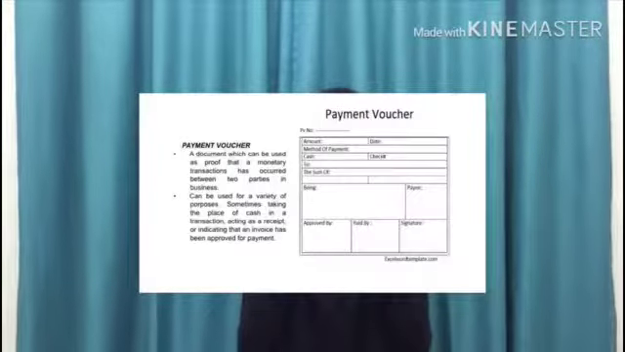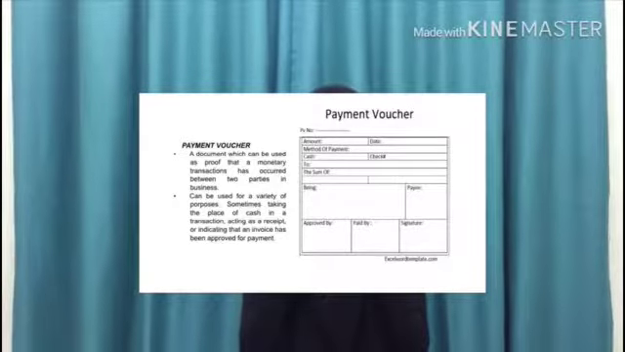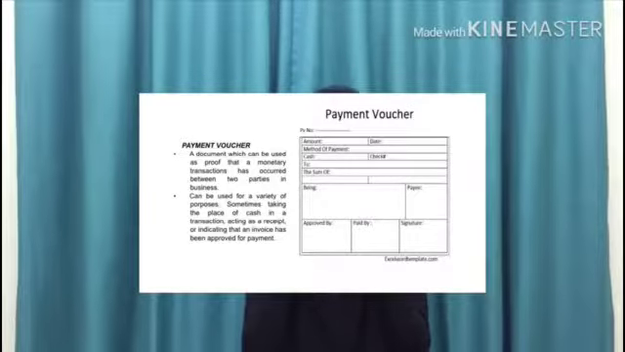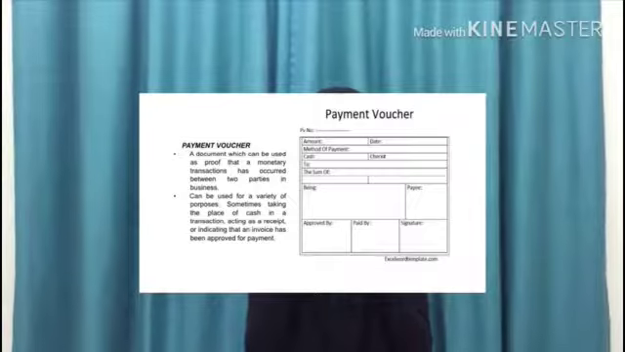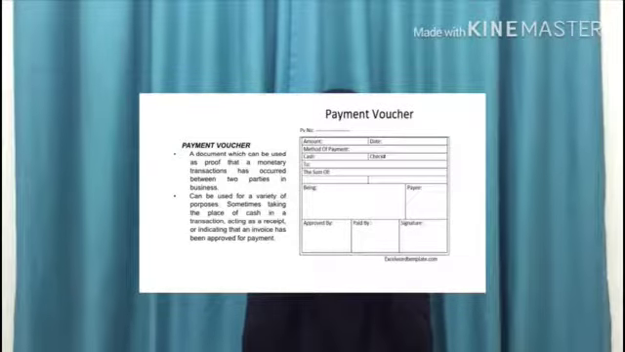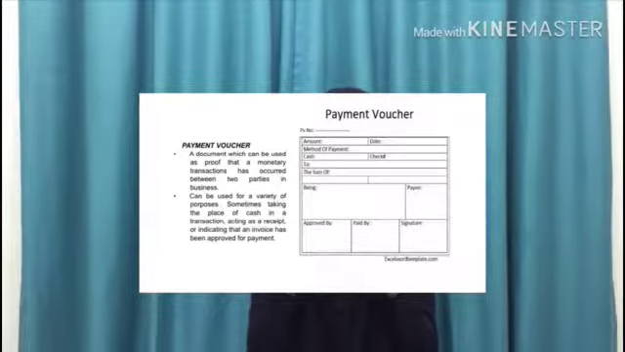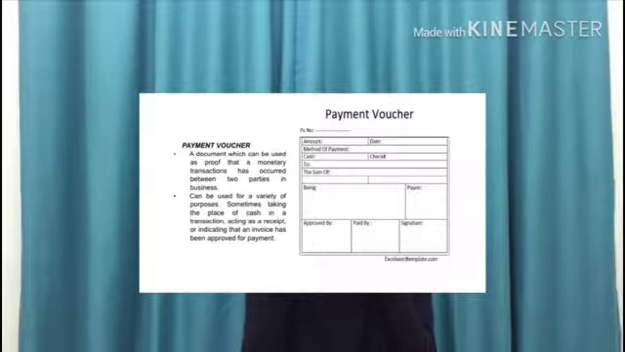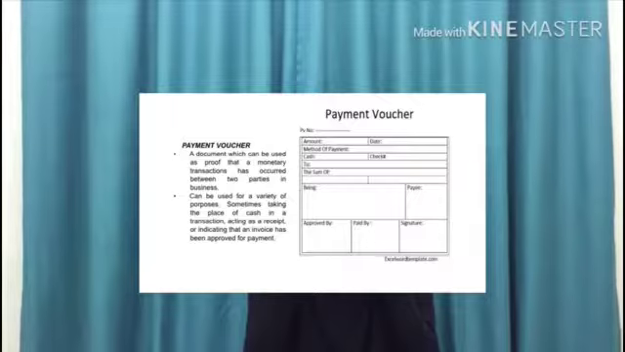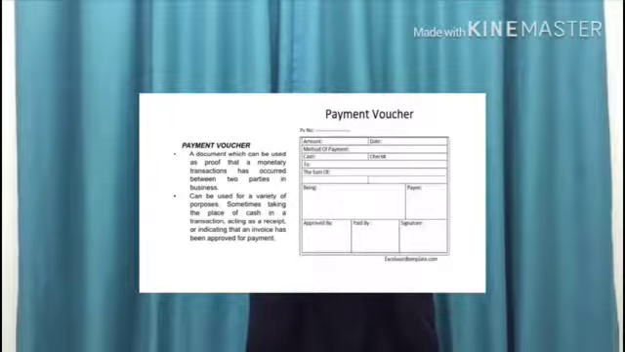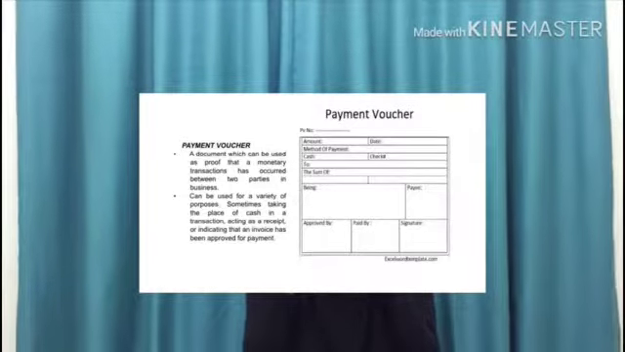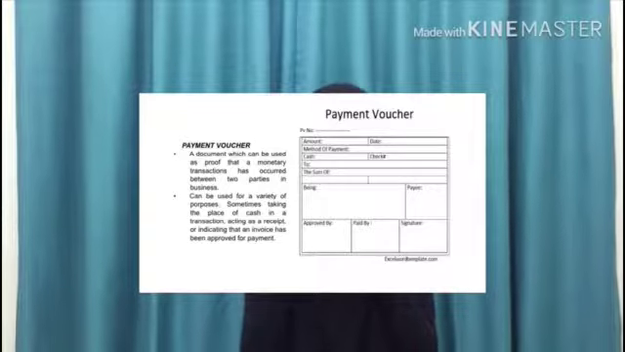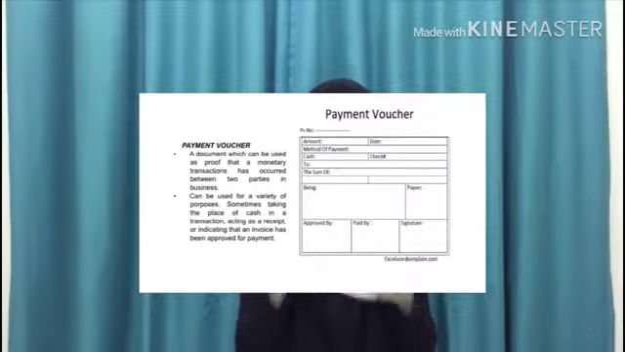I will proceed with number 7. Number 7 is payment voucher. Payment voucher is a document which can be used as proof that a monetary transaction has occurred between two parties in business. A payment voucher can be used for a variety of purposes, sometimes taking the place of cash in a transaction, acting as a receipt, or indicating that an invoice has been approved for payment.